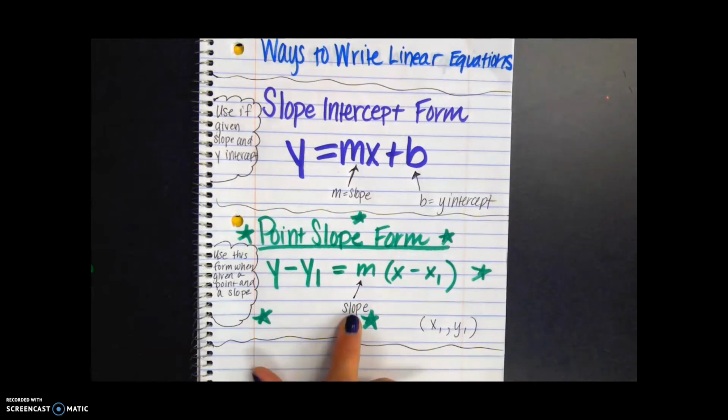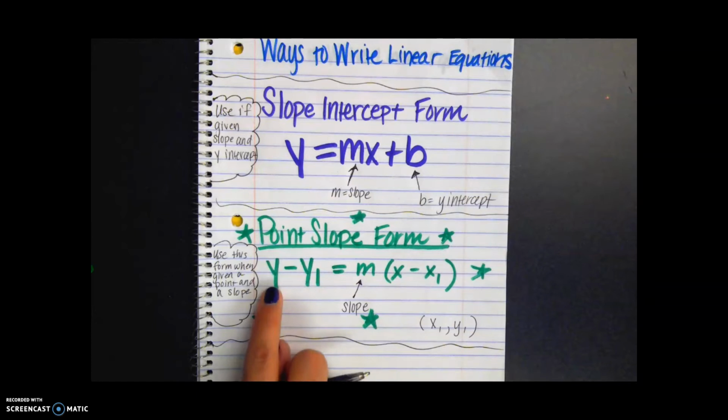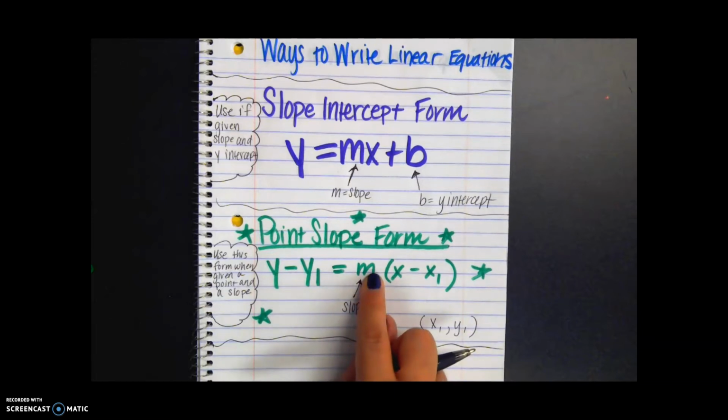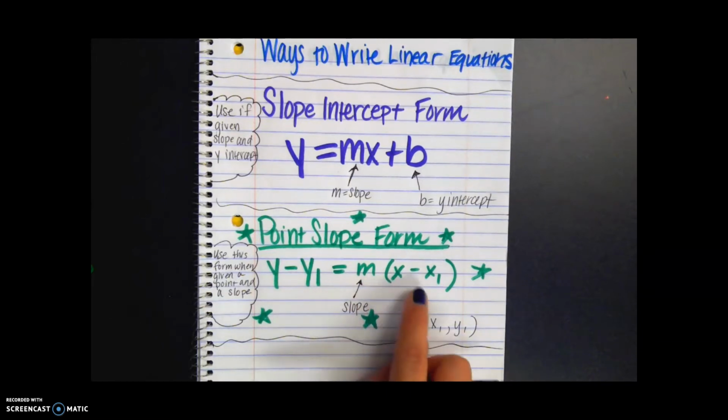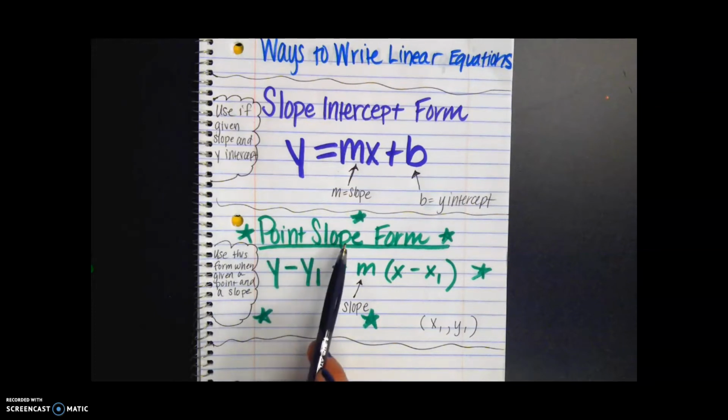Say they give you a slope and they give you a point, you just need to plug in to your equation. So it would be y minus this number right here, y1, equals whatever slope that they give you, parentheses x minus this first number in the point. So you would use this form whenever they give you a point and a slope, hence the name point-slope formula. So highlight this, put stars around it because it's very important that you remember point-slope formula.